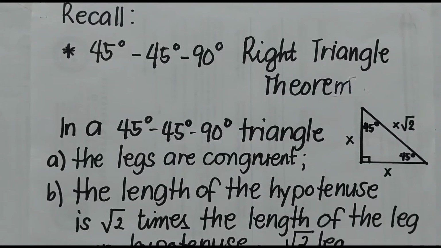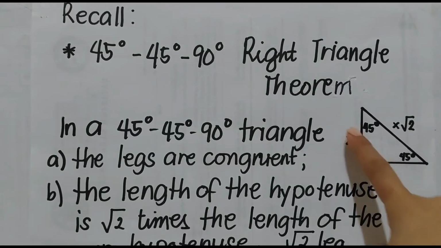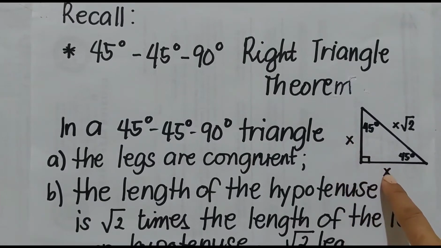Let's have a review first on these two special right triangle theorems. So we have here 45-45-90 degrees. We need to recall how to find the length of the sides of this triangle so that we can apply this in finding the 6 trigonometric ratios. So to recall, in a 45-45-90 degrees triangle, the legs are congruent. As you can see in this figure, these are the two legs. So if this is x, this is also x.